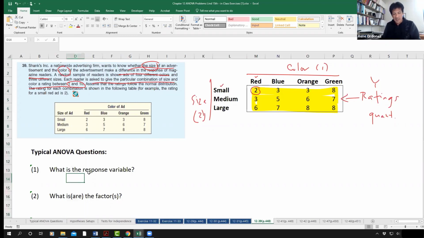What is the response variable? We just defined that as the ratings assigned by the reader, and the rating is from 1 to 10. Okay, and rating is some form of measurement, so this is quantitative.